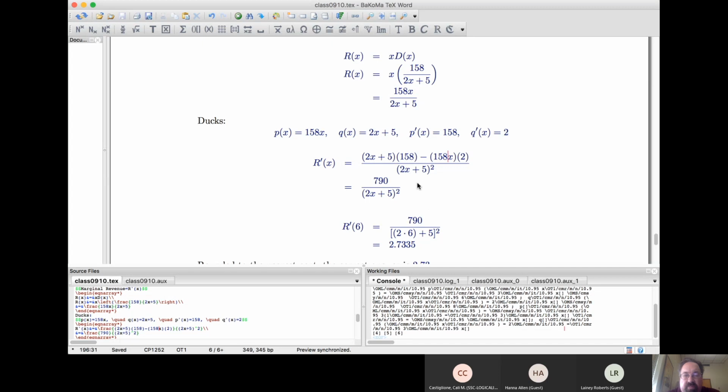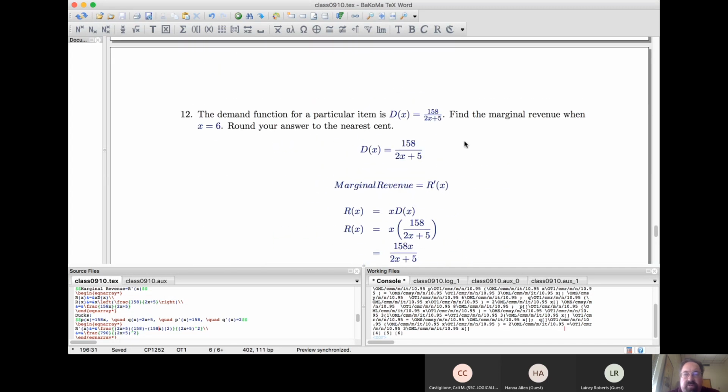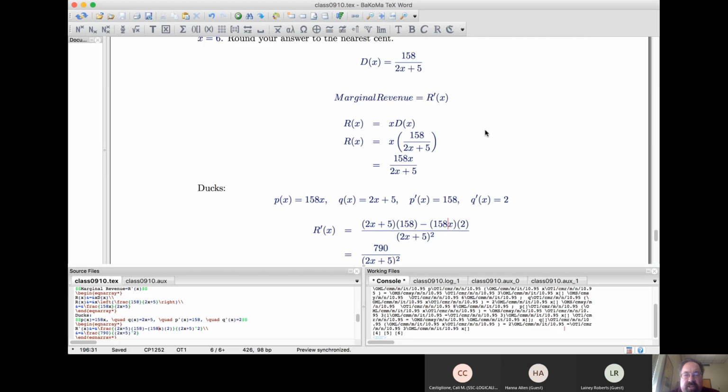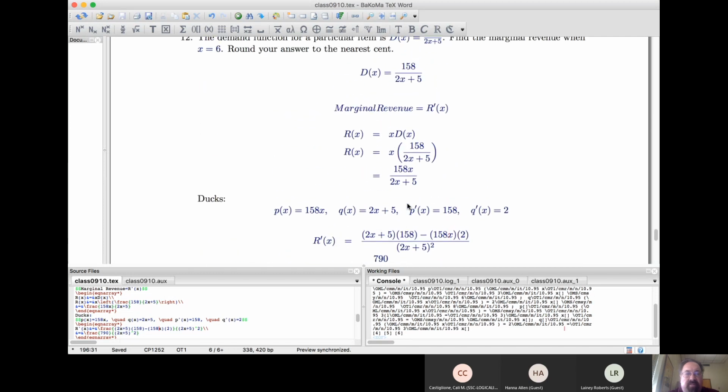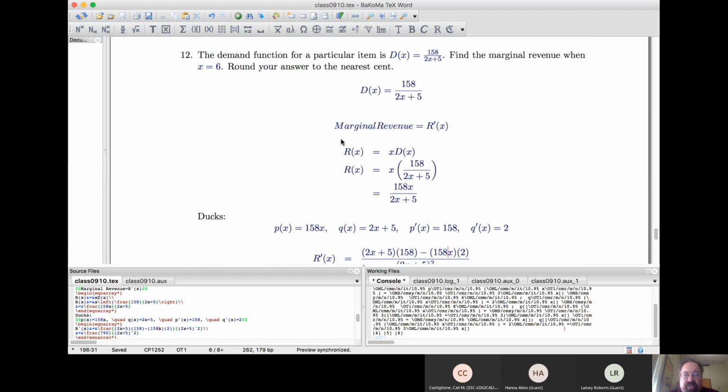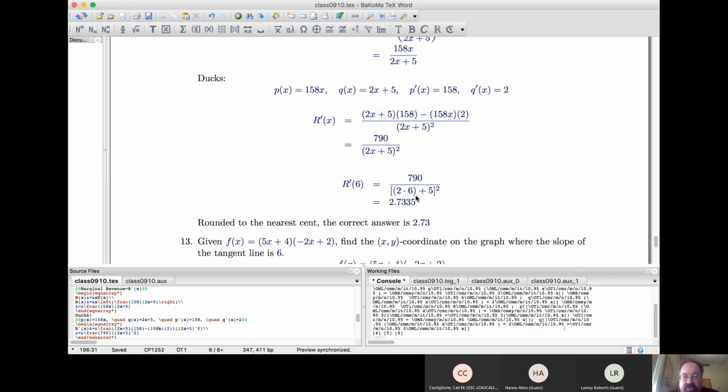So now we have our marginal revenue function, and it asks for the marginal revenue when x is equal to 6. So we go ahead and plug in x equals 6 and work that out. We do need to round to 2 decimal places. We're rounding to the nearest cent. So 2 decimal places, and this is what we get.